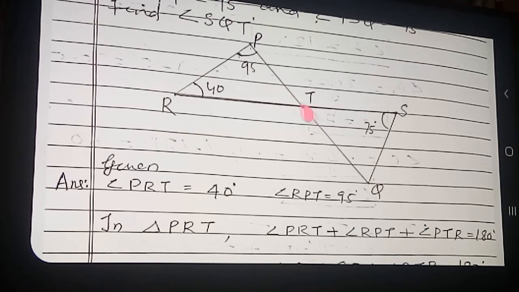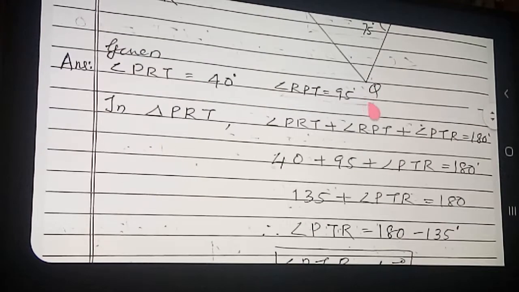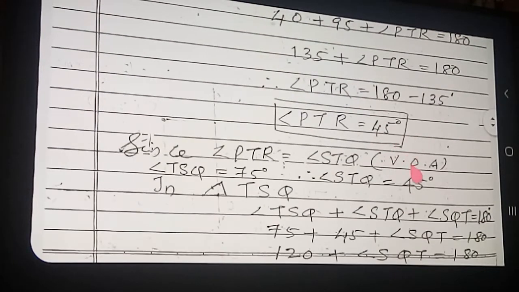These two angles are equal. Angle PTR is equal to angle STQ. So these two angles are equal, then what have I written here? Vertically opposed angles. You have studied that vertically opposed angles are always equal. Therefore, what are you writing here? Vertically opposed angles. In any case, vertically opposed angles are always equal.